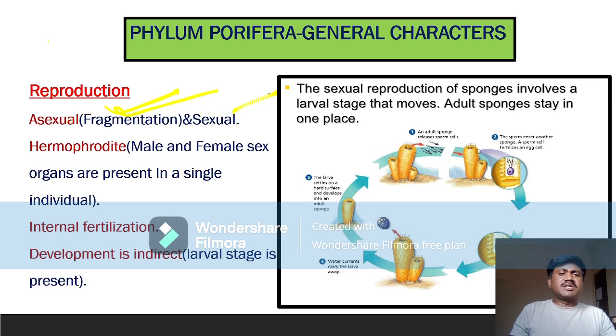Now come to the sexual mode of reproduction. You know already, male and female gametes, if they fuse and fertilize, then that is called what? Sexual mode of reproduction. Here these animals also show sexual mode of reproduction.